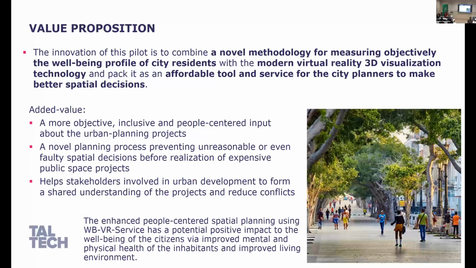We see that this project will help to make better spatial decisions and will be a tool and service for the city planners. As a result, the developed methodology will help to provide more objective, inclusive, and people-centered input value about the urban planning projects. The usage of this methodology will prevent unreasonable spatial decisions before they are realized as expensive public space projects.